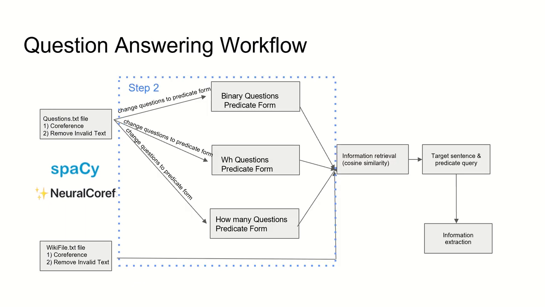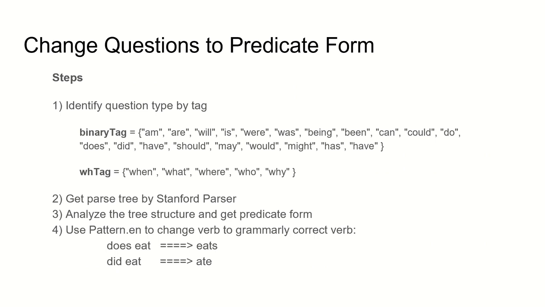At step 2, we'll identify the question type and change it to predicate form. We first identify the question type by examining the first word in the question, then we use the Stanford parser to generate a parse tree and analyze its structure to get the predicate form. The methods will be introduced on the next slide. Lastly, we use pattern.en to change the verb to its correct form.